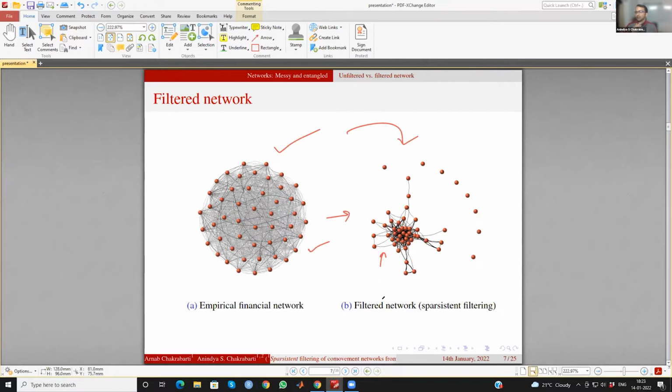It's just that all what we will describe as unnecessary connections. Now, what is unnecessary is something that we will define later. But whatever we describe as unnecessary connections will be taken out, and only some of the key connections will remain. The purpose of this paper is just to propose this thing called Sparsistent filtering, which will allow us to do that.